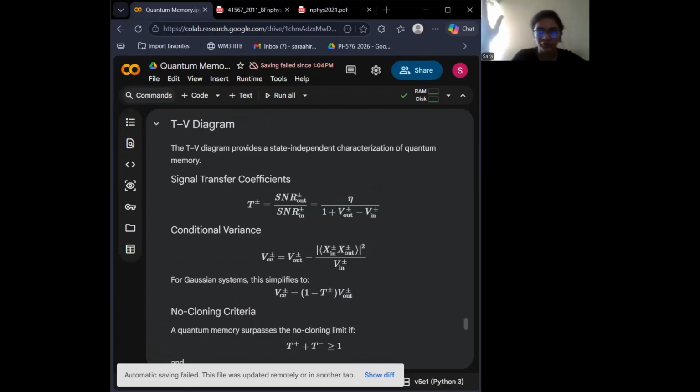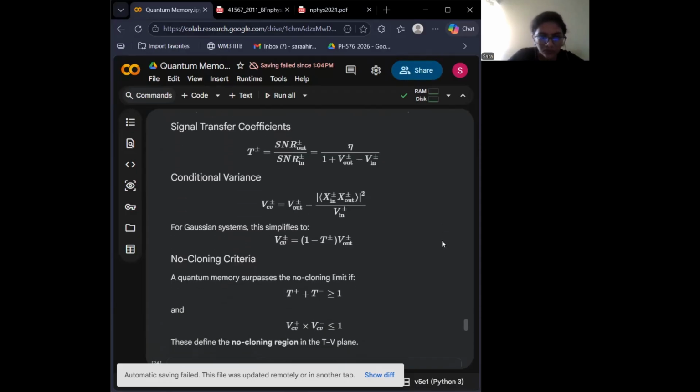And just for the sake of completeness, let me add one more thing: if I have a noiseless, perfect memory, perfect preservation, basically my T plus and T minus should both be equal to 1. But in the classical measure, the maximum sum of the two possible transfer coefficients is equal to 1.